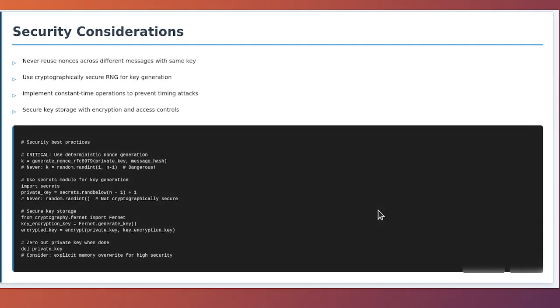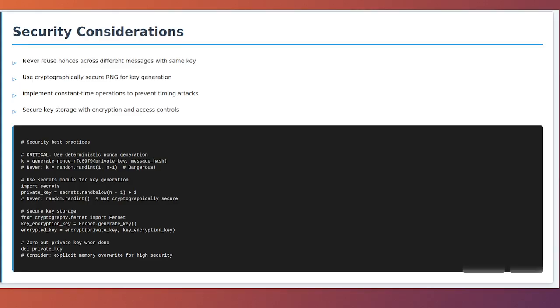Security considerations. Implementing cryptographic protocols correctly requires attention to numerous security considerations beyond simply getting the mathematics right. For Schnorr signatures, several critical security properties must be maintained throughout the implementation. Let's discuss the most important security considerations that developers must keep in mind when implementing or using Schnorr signatures in production systems. The most critical security requirement is that nonces must never be reused with the same private key for different messages. If an attacker observes two signatures with the same nonce key but different messages, they can algebraically solve for the private key. Here's why.